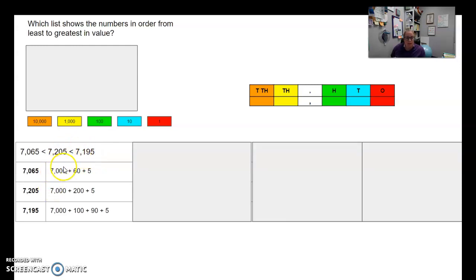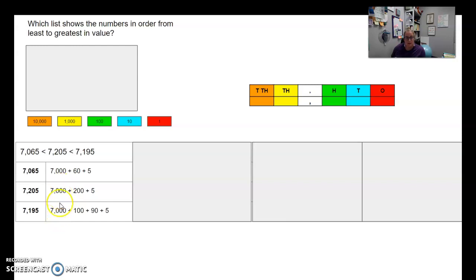So I'm going to break each of these into expanded form. 7,065 is 7,000 plus 60, plus 5. I have 7,205, which is 7,000 plus 200 plus 5. And I have 7,195, which is 7,000 plus 100 plus 90 plus 5. So is 7,065 less than 7,205? Yeah, that's actually true.